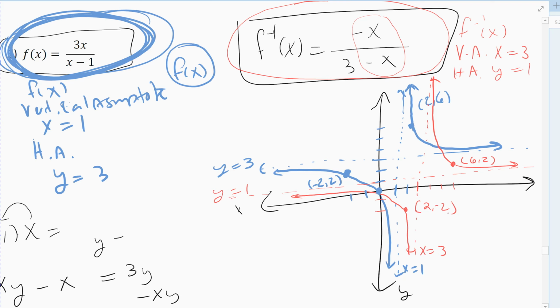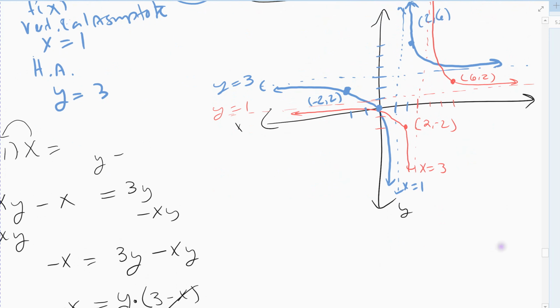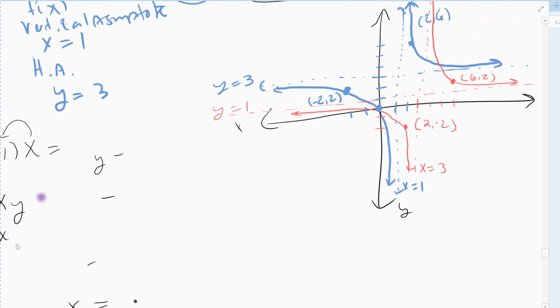So the red is the inverse function. And f of x, the blue function, is the original. And you'll see the asymptotes flipped. Okay, so I'm going to write out all these important graphical parts. The asymptotes flip. Domain and ranges flip. Alright, so for the original function, I'm going to write it in blue.